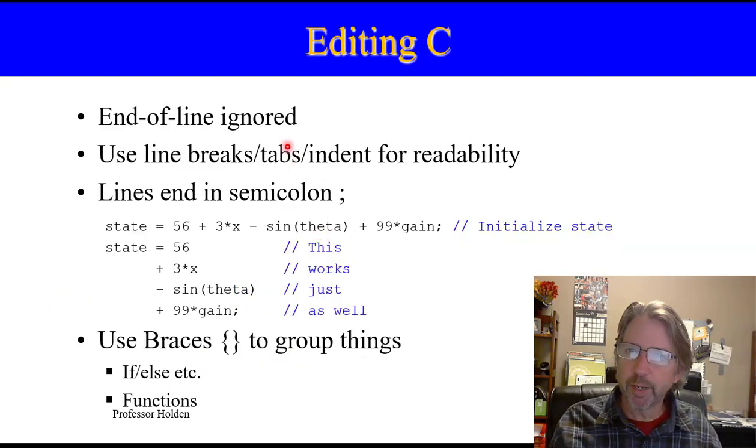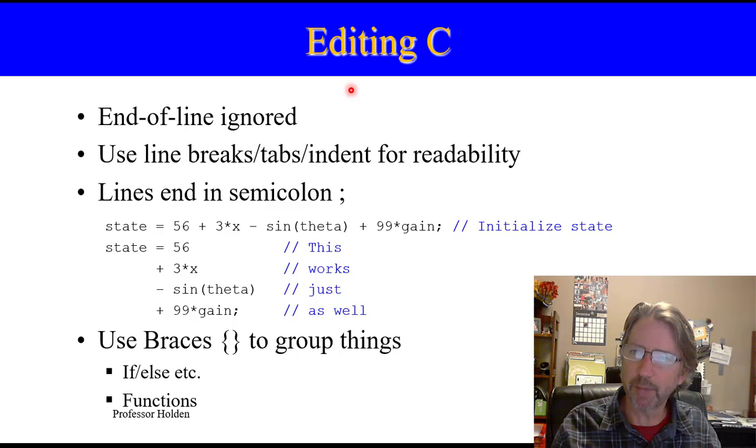In your C program, unlike MATLAB, the end of line is ignored. So you can run a statement over multiple lines or on one line, it doesn't matter. You can write your functions all on one line if you want to. The line breaks, the tabs, indentation, all of that is ignored by C. The C compiler first strips out all of that stuff before it compiles things. What the C compiler is looking for is a semicolon. That's the end of the line.